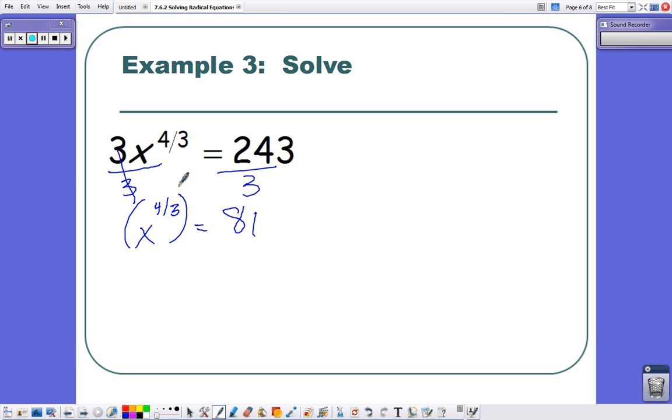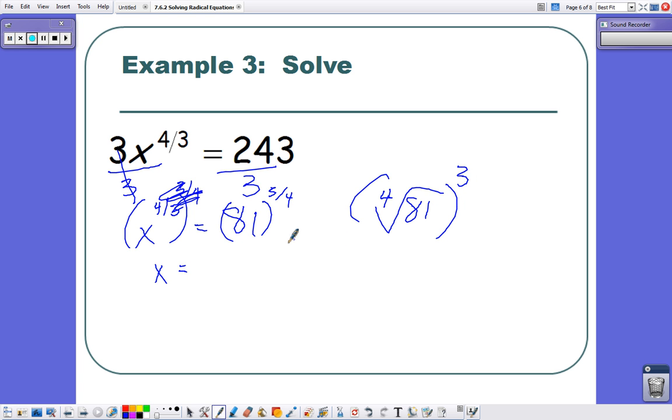So I flip this, it becomes 3/4, and I raise this side to the 3/4. So 4/3 to the 3/4 power cancel out, and I'm left with x. And on this side, remember, I want the 4th root of 81, raised to the 3rd power. The 4th root of 81 is 3, and 3 to the 3rd power is 27. Okay, all right.